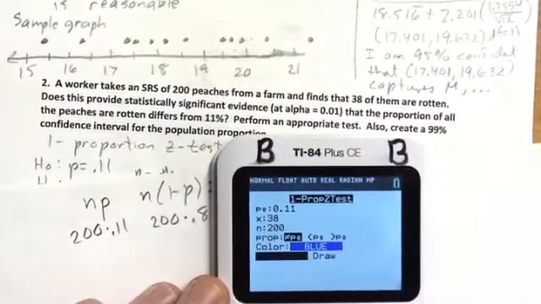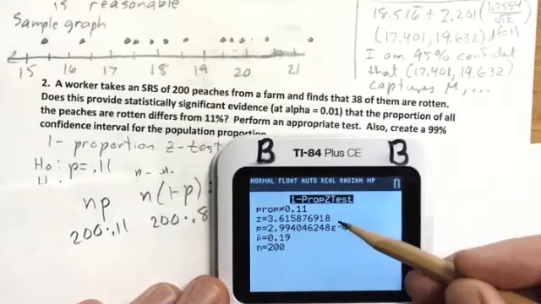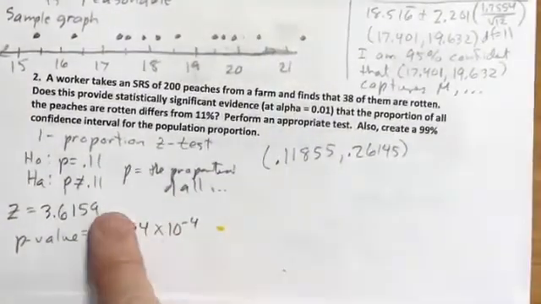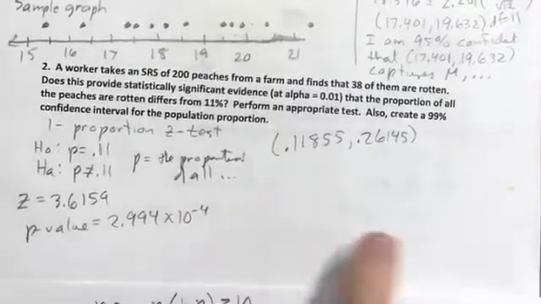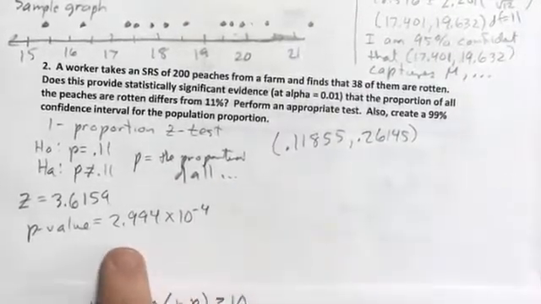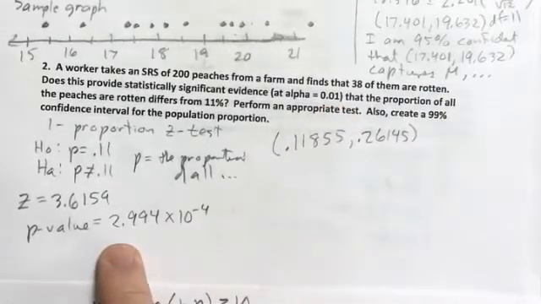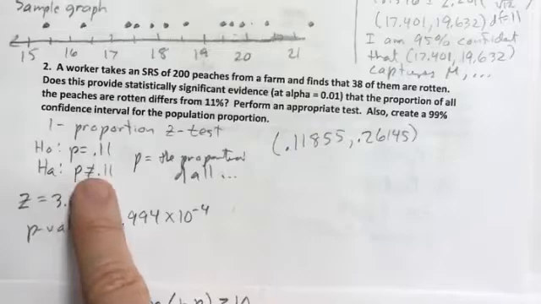And then we hit calculate. And so there we go. And that is a very small p-value. So there's our test statistic p-value. And so we would say that this p-value is less than 0.01. So I reject the null. I have convincing evidence that the proportion of all the peaches that are rotten is not equal to 0.11.